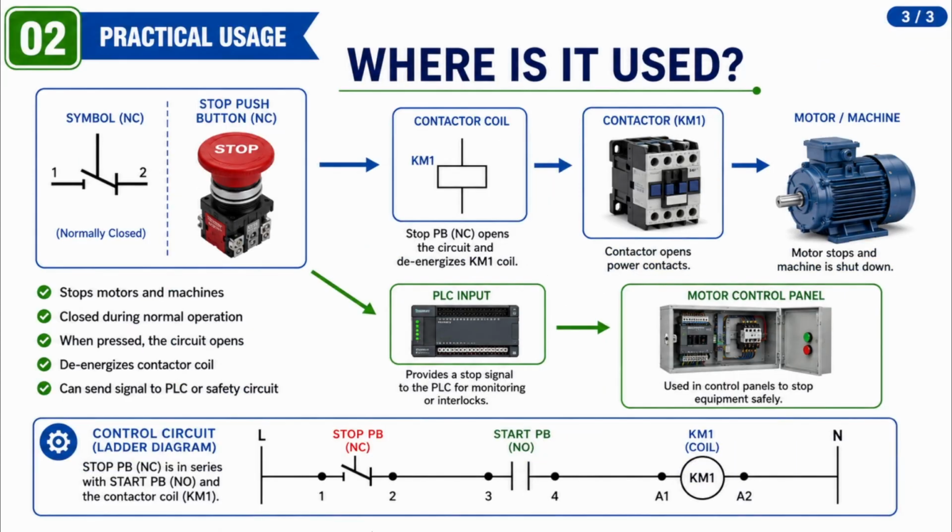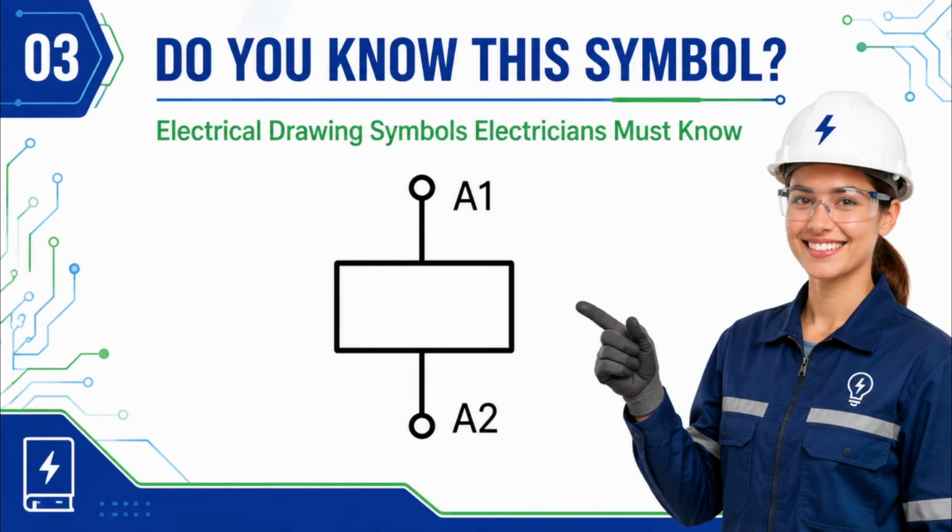Now let's see where this symbol is used in the real world. A normally closed stop push button is placed in series with the contactor coil in the control circuit. During normal operation, the circuit remains closed. When the stop button is pressed, the circuit opens, the contactor coil de-energizes, and the motor or machine stops. This type of contact can also send a stop signal to a PLC input or be used in a safety-related control circuit. Here is symbol number 3.